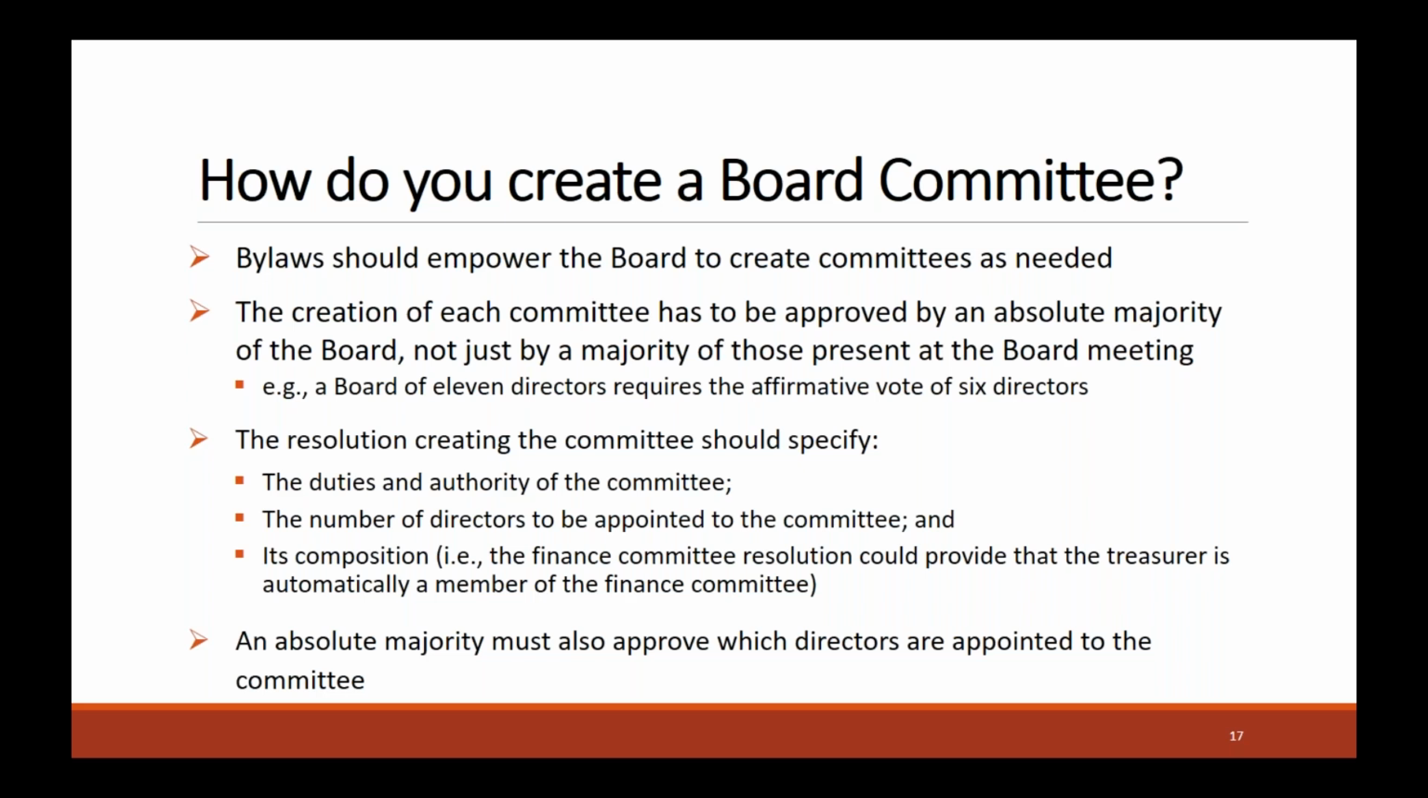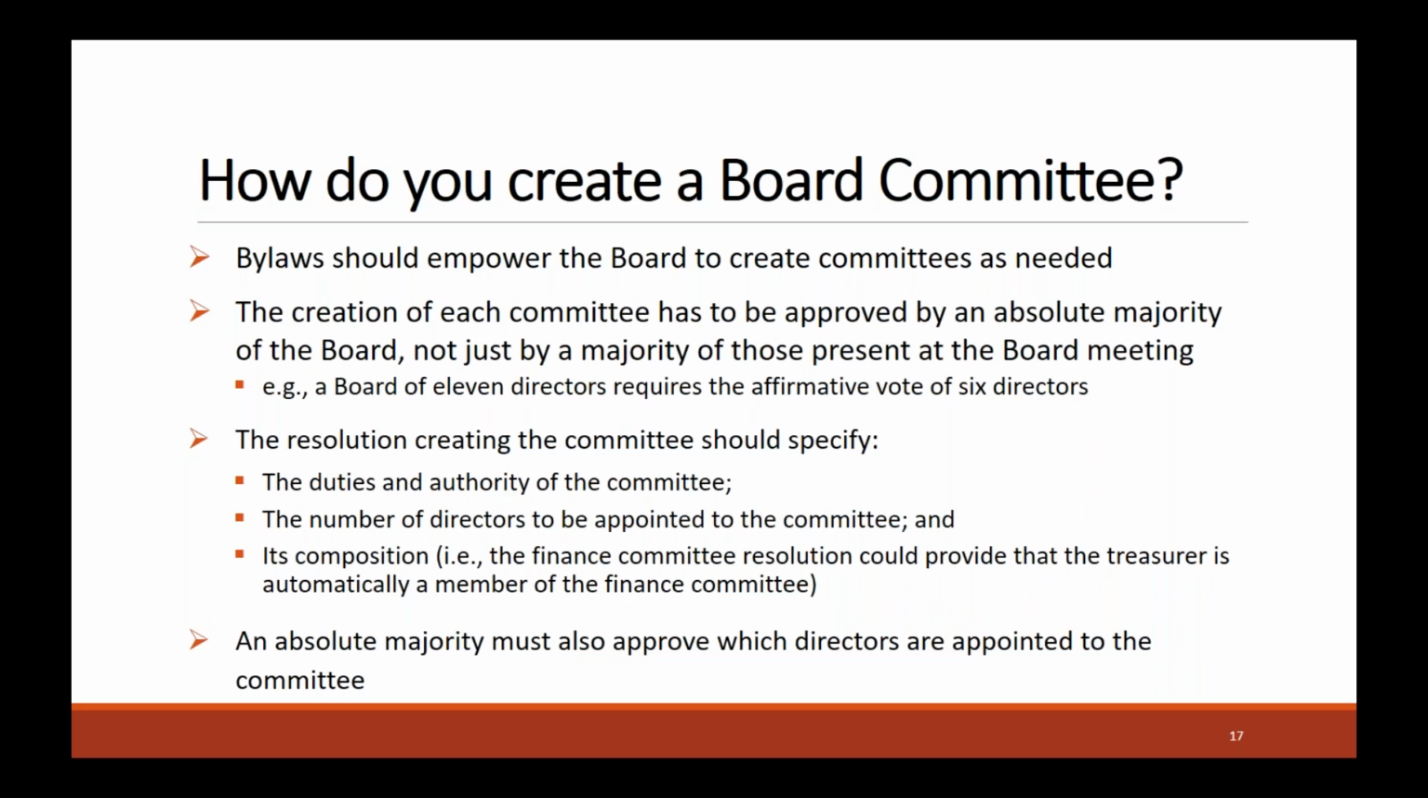And then if you want to create or dissolve or change a committee, you don't have to go into the bylaws and make those changes. You can do that at the board level. You can just amend the resolution that created the committee. So it's a more flexible approach.